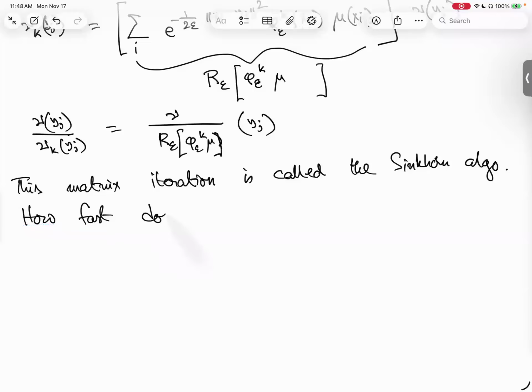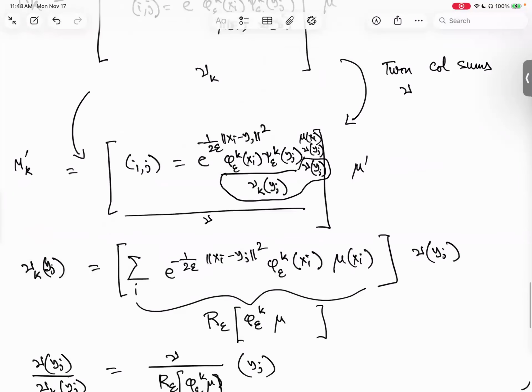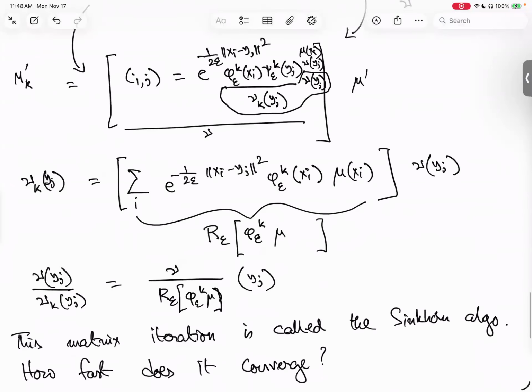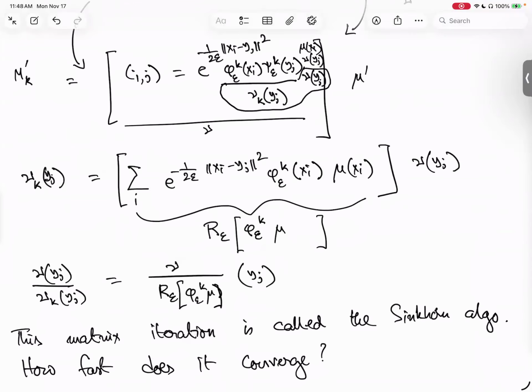How fast does it converge? So the matrix algorithm itself, under nice conditions, where the cost functions, the ratios of everything is bounded above and below very nicely by constants, is known to converge exponentially fast. This is the original proof of Sinkhorn. There's a very beautiful proof which uses very nice projective geometry to prove this.